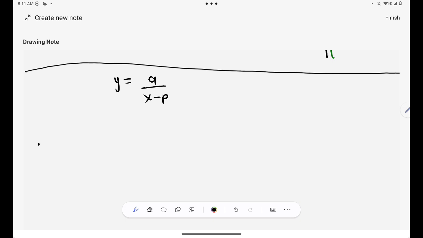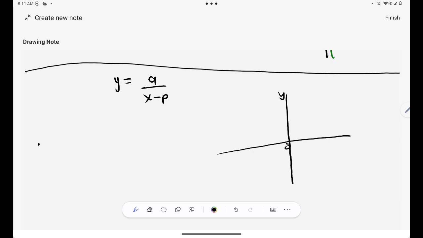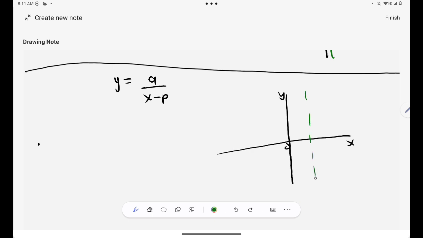Are we together? So it simply means that if you have a Cartesian plane like this, we can have the asymptote either on this side or on the left-hand side of the y-axis, depending on the value of p. Are we together? So it's simple. Let me just erase this. It's simple.